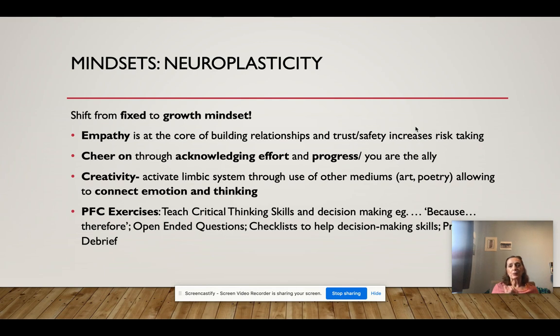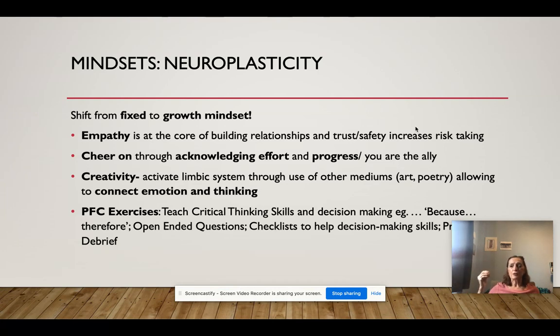Creativity is really key with enhancing this growth mindset and this whole neuroplasticity. Activating the limbic system, remember that emotional part, through the use of other mediums like art and poetry, music, that allows kids to connect emotion and thinking. And that really helps with keeping everything calm and then growing.